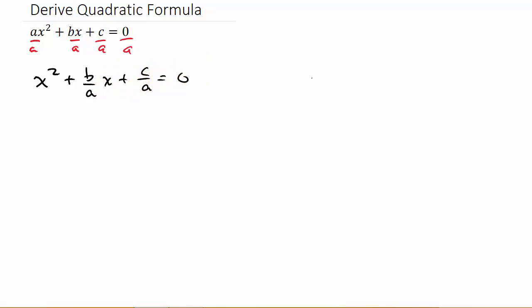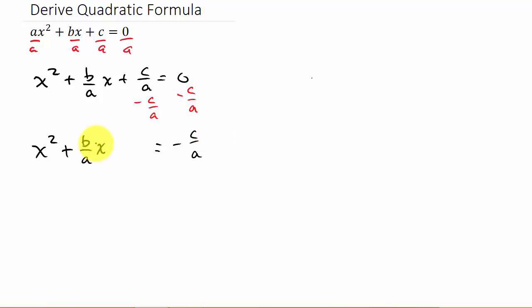Okay. And then remember, to complete the square, we take the constant term, which is the c over a, and we move it to the other side. So we're going to subtract c over a from both sides. And that leaves us with x squared plus b over a x, and then we leave a space here, equals negative c over a.